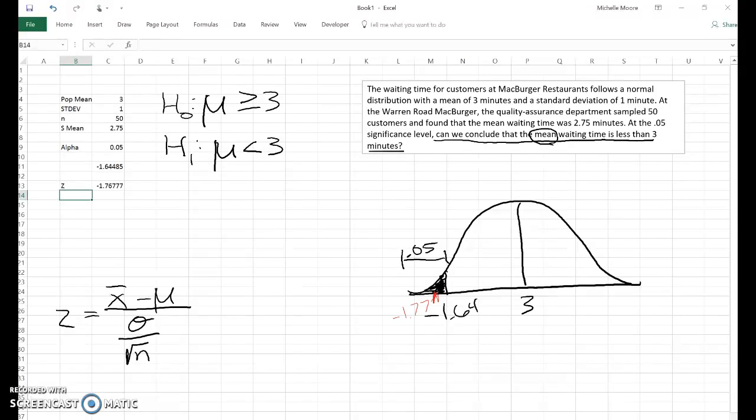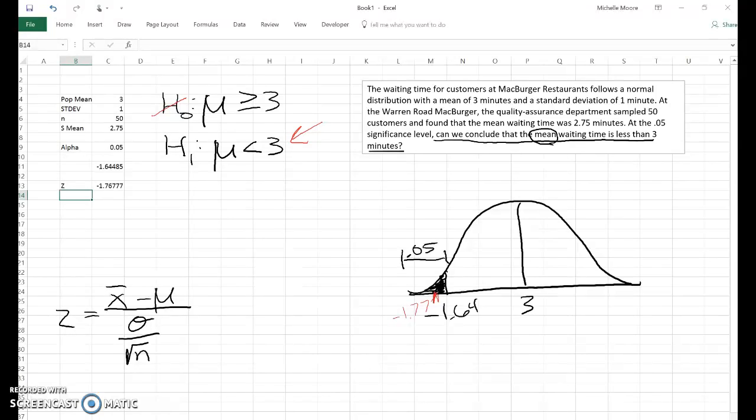Right? So that is our test statistic. Now, because negative 1.77 is more in the tail, less than negative 1.64, we will then reject the null. If you're in the shaded region with your test statistic, we reject the null. Therefore, we can say that the mean waiting time is less than 3 minutes.